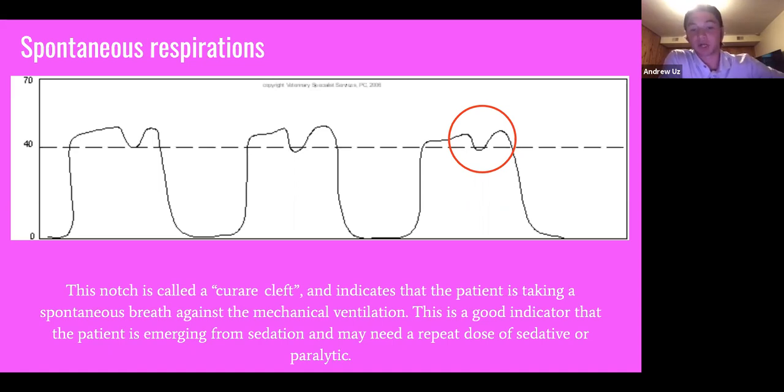So when you see these on the monitor, it would be a time to determine exactly what the specific circumstance is for why the patient's spontaneously breathing when they were previously apneic. And then at that point, you can determine the best course of action. Normally, this is an indication for a sedative.